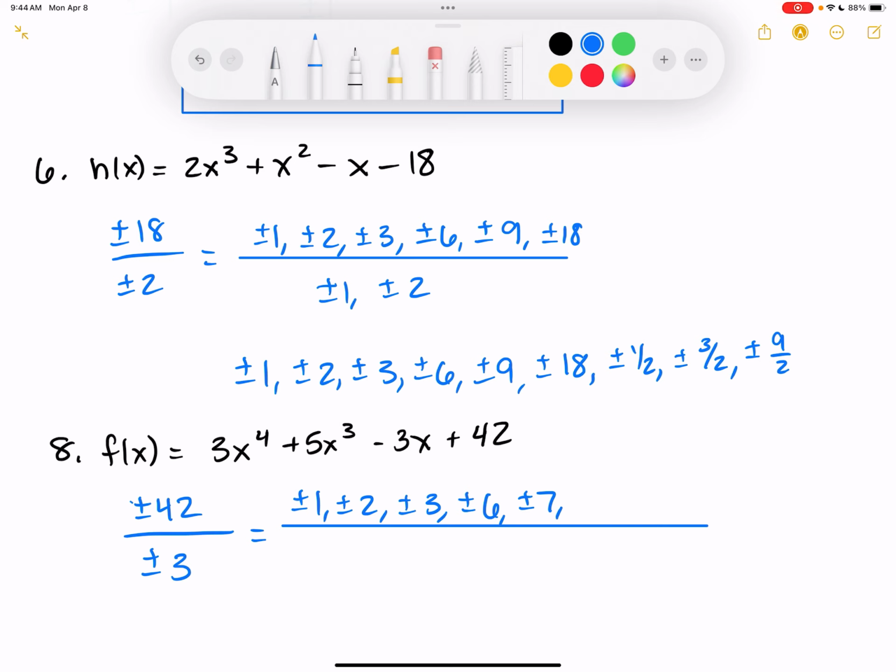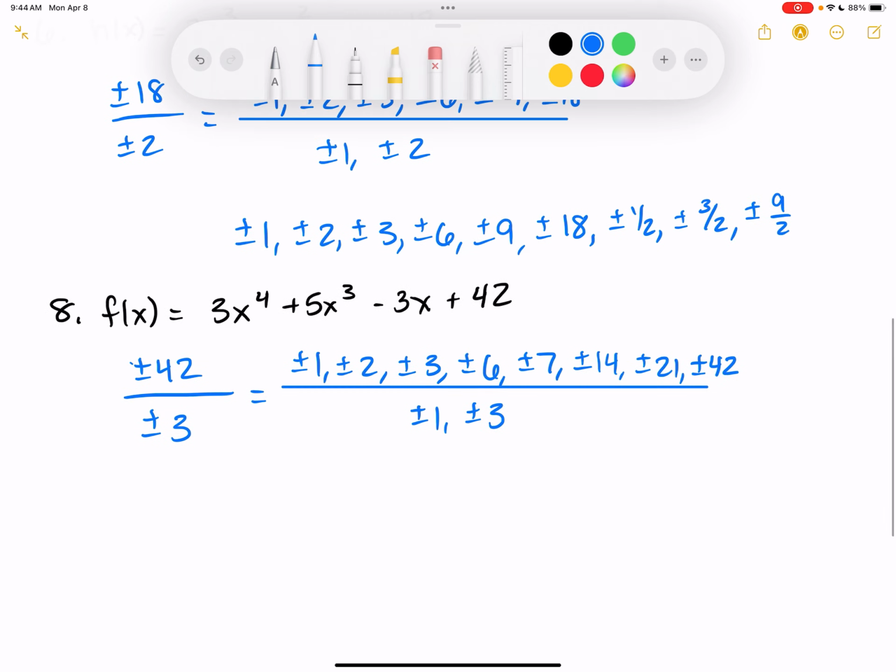2, 3. So now it's whatever it goes with. And then 3 is just 1 and 3. So I'm going to copy down all of the numbers first for the over 1 part.